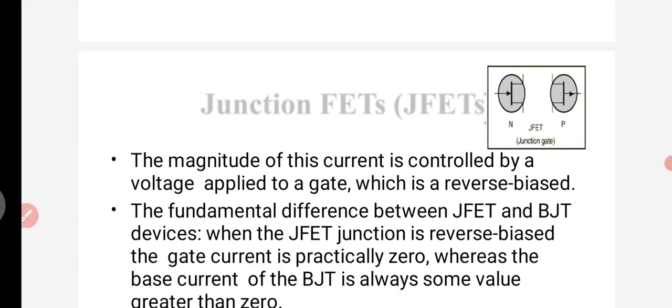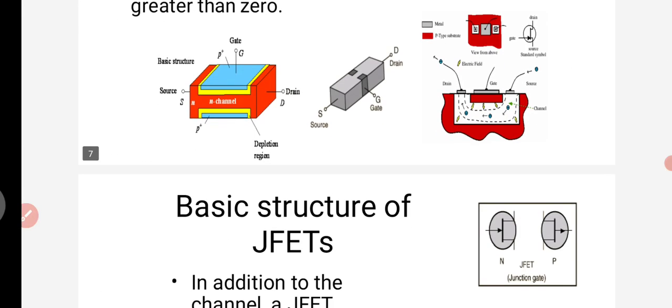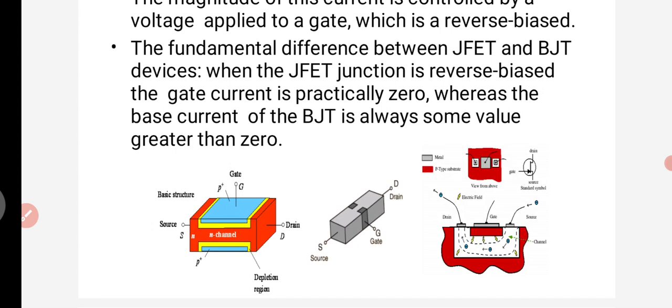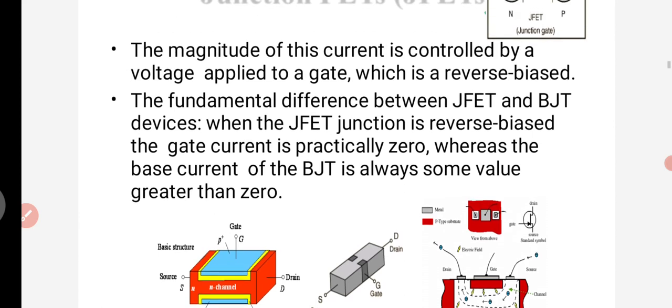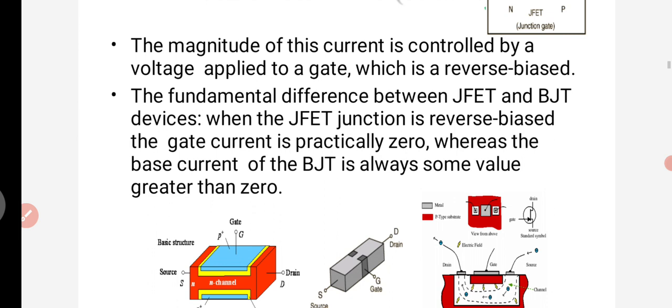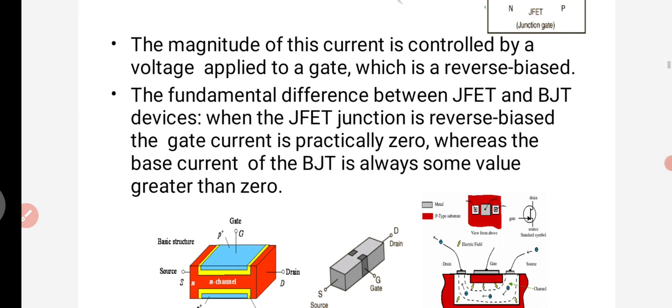At the same time, comparing the input impedance of a JFET with a BJT, the input impedance of the JFET is higher than the BJT, because in case of JFET the gate is connected in reverse bias. Due to reverse bias, the gate current will be zero. So that's why it has higher input impedance than the BJT. In case of BJT, the three terminals are emitter, base and collector. But in case of FET, they are gate, source and drain.